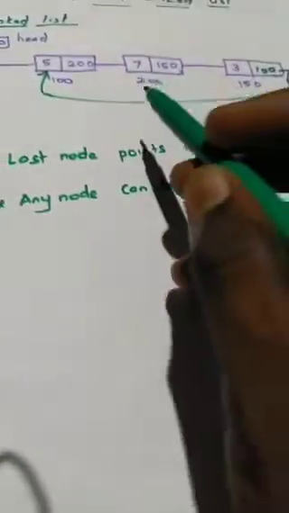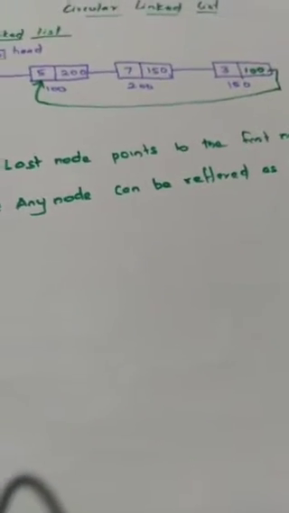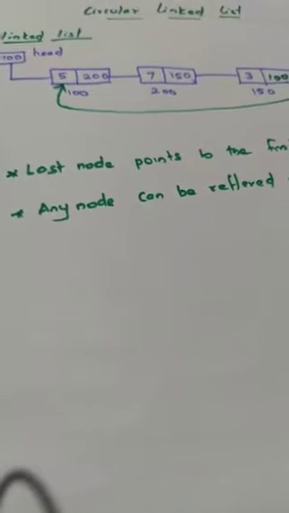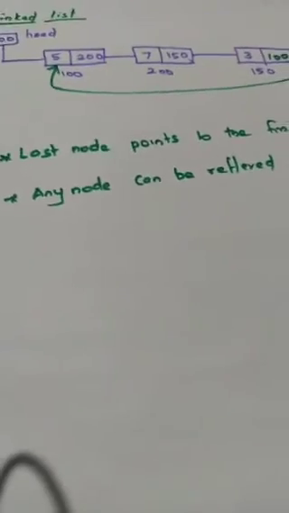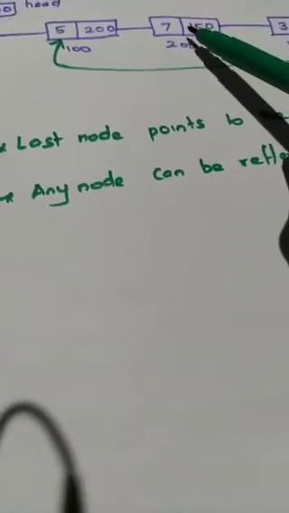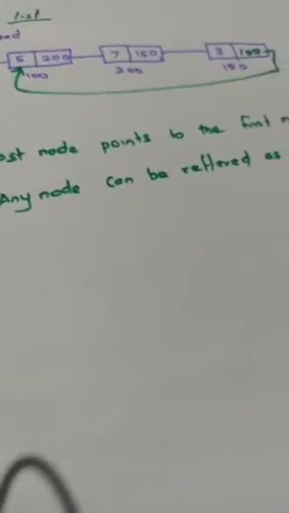And after making the connection, now it will become a cycle, right? So from the cycle, we can define or refer to any node as the first node. Here I can start from 7 also, I can start from 3, or I can start from the first node which is 5. So that's the advantage of circular linked list.